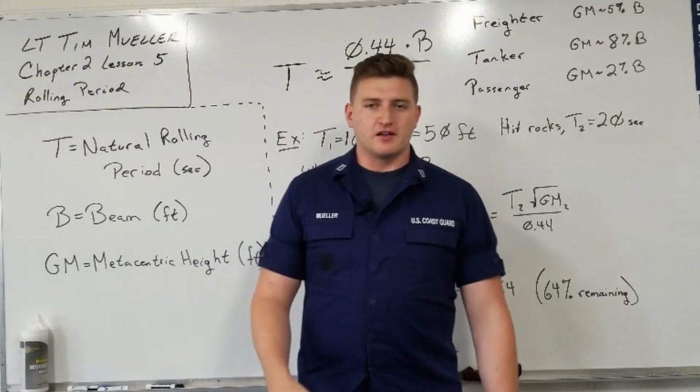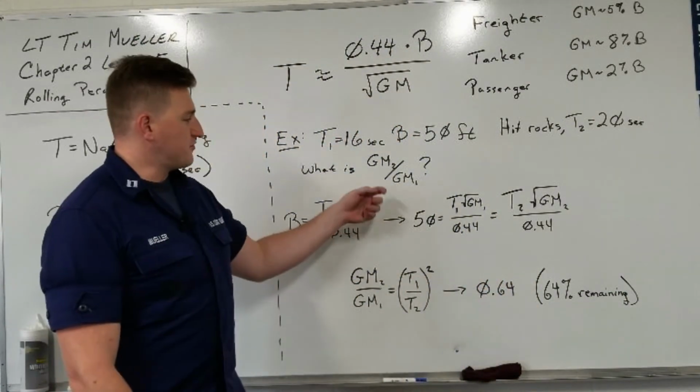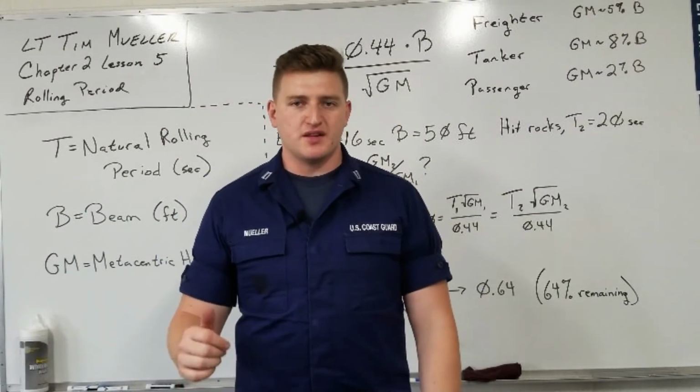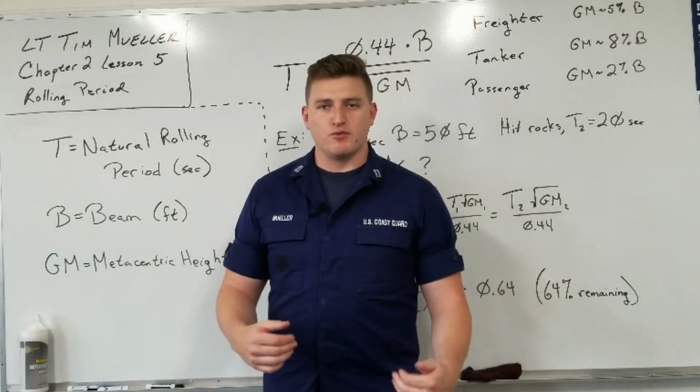So in this video, we talked about rolling period. We talked about an example problem on how the metacentric height and rolling period are related. And then I also gave you a quick suggestion when using this out in the field. In the next video, I'm going to talk about correcting list when you have a negative GM.